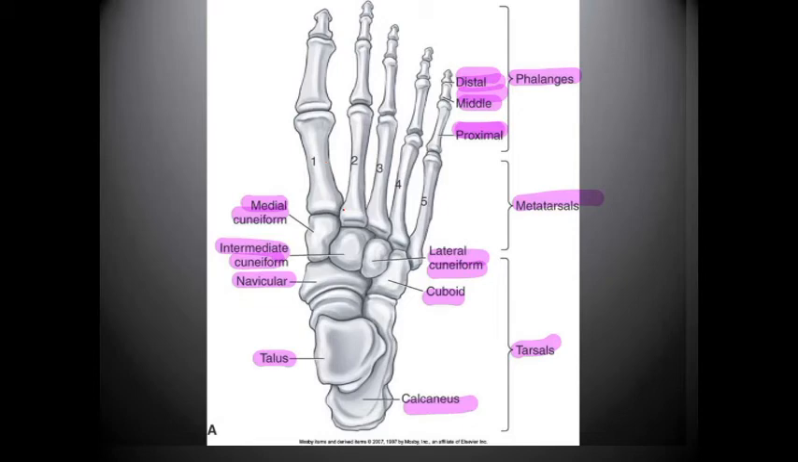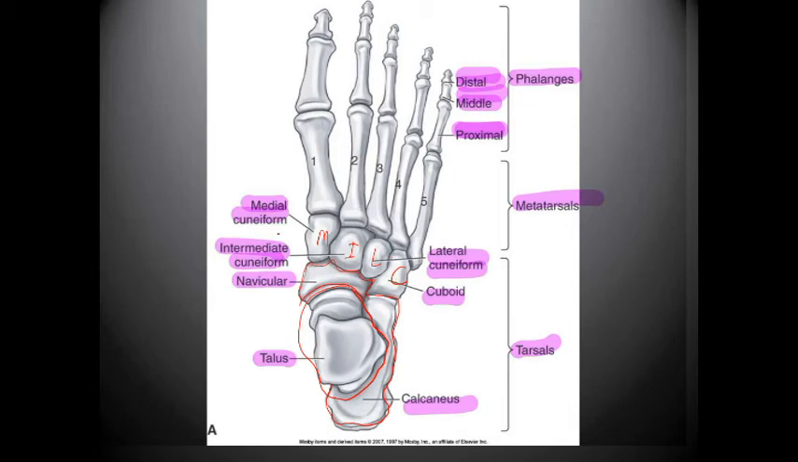In terms of looking at the foot, we have the talus, and the calcaneus, which is lying directly below. Slightly anterior to the talus is the navicular. And slightly anterior to the navicular are the three cuneiforms. We have the medial, intermediate, and lateral cuneiforms. And then we have the cuboid.